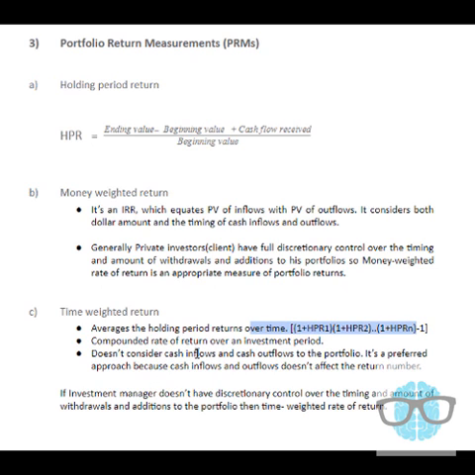And the good part about it is that it isn't affected by the cash inflow and outflow of the portfolio, because it's considering the compounding effect of the return, not the inflows and outflows made to the portfolio. If the investment manager doesn't have discretionary control over the timing and amount of withdrawals and additions to the portfolio, time weighted return is much more preferable.